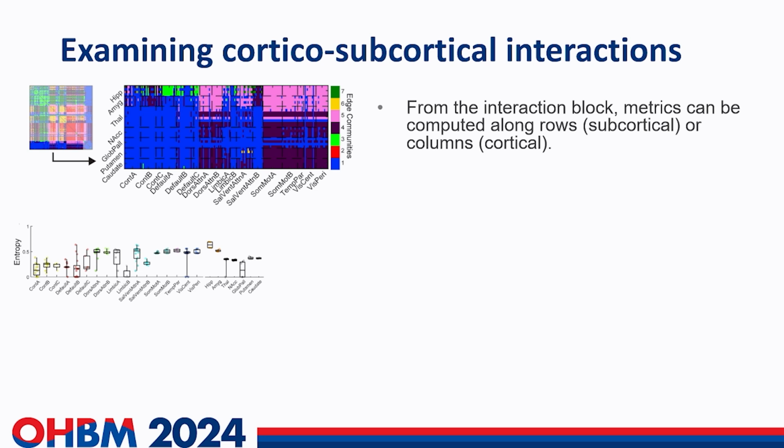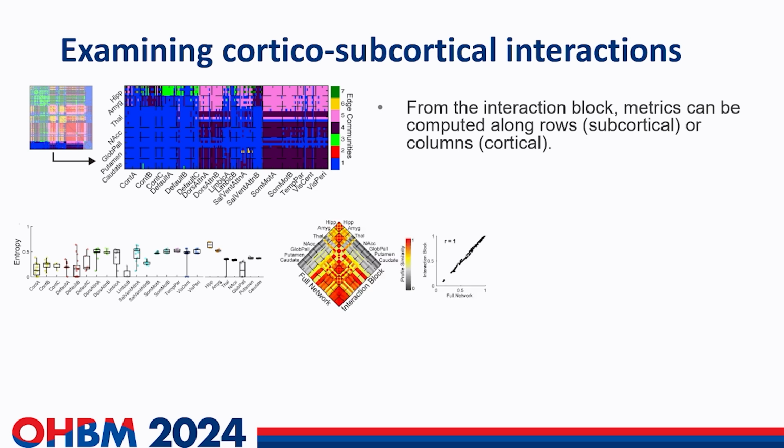Now looking at the cortical nodes and the entropy of the edge communities in the cortical nodes, just from this interaction block, we still see that similar pattern emerging, where the heteromodal systems have a lower entropy relative to primary systems. It's just lower. You can see it's sliding down lower on the y-axis, and it's because we have fewer communities in this interaction block that we're dealing with. And then again, a similar pattern is emerging in the subcortex.